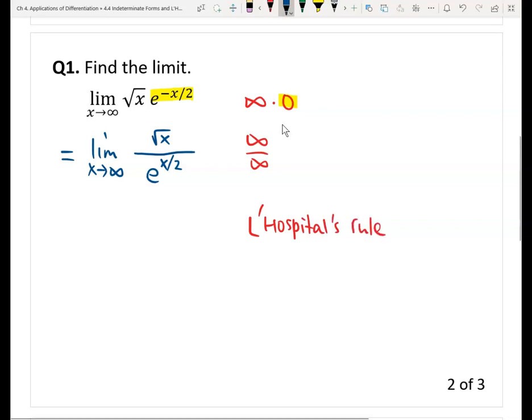And then we need to take the derivative. We're going to see what we get. This time we take the derivative of the numerator, square root of x, which is 1 over 2 times square root of x. And the denominator is what? It is a composite function. The inner function is x over 2. Be careful.